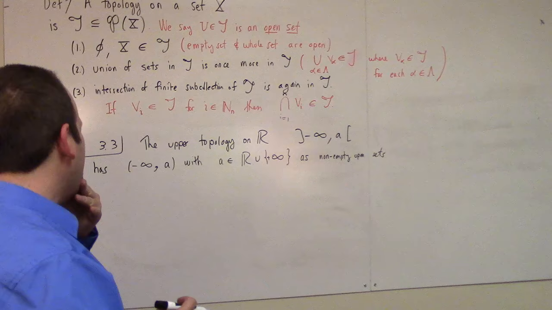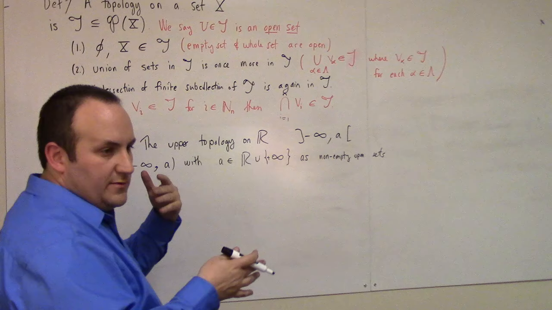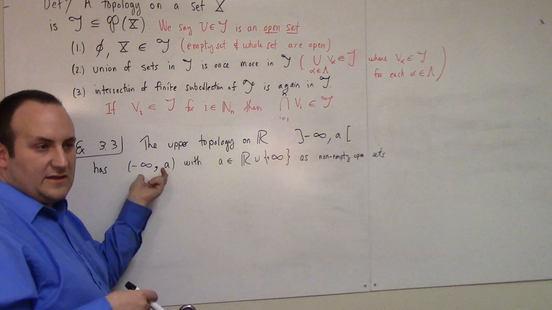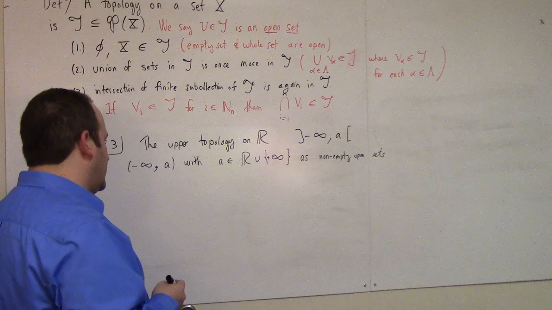Topology on R. So infinity's not in the set. We're not talking about the really long line or something where you adjoin infinity and other stuff, that's a different animal. I think he's just trying to say that the open sets are either this or the whole thing, minus infinity to infinity. Or the empty set. Or the empty set, right. Yeah. How would I get the empty set here?